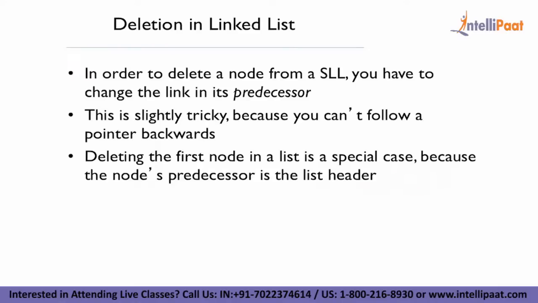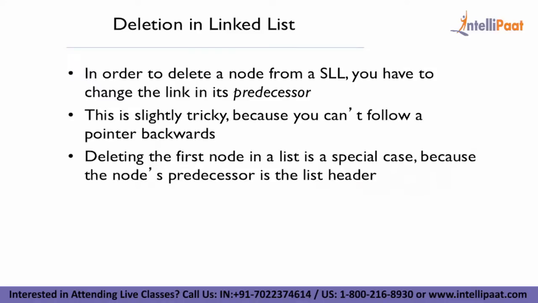Deleting the first node in a linked list is a special case because the node's predecessor is the list header. So let's revisit these two points. Why is deletion tricky? Because you don't have a pointer to the previous node since it is a singly linked list. There are cases where we have a pointer to the previous node, in a doubly linked list, which we will cover later. But in terms of a singly linked list, it is difficult to delete a node in between.